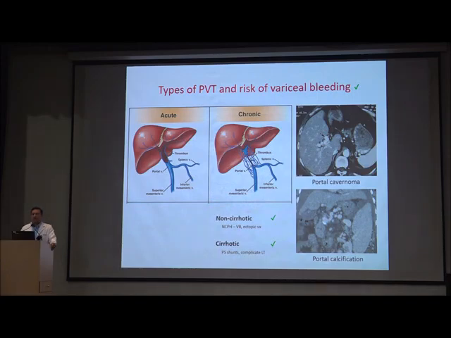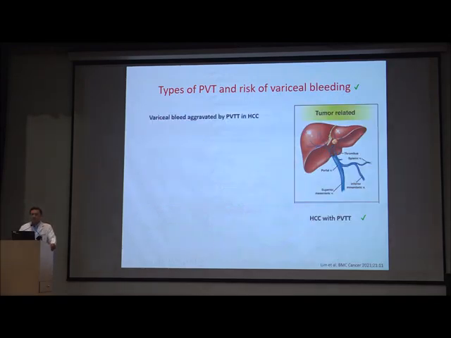Chronic PVT in a patient with cirrhosis is generally very difficult to recanalize with anticoagulation therapy. It also has consequences like development of portosystemic shunts and gastric varices, and it may complicate the transplant procedure. Some patients develop portal vein calcification after a while, as you can see here in the diagram. Then the other type of PVT is tumoral PVT. Variceal bleeding may be aggravated by portal vein tumoral thrombosis in a patient with HCC.